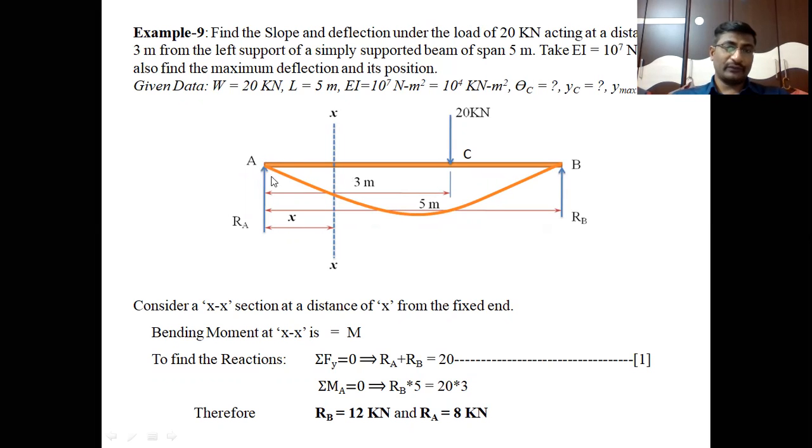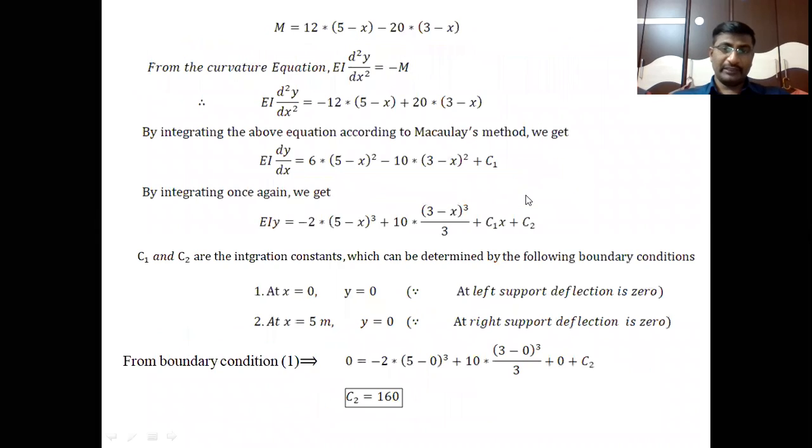So at x is equal to 0, which parameter is 0? The beam is not deflecting at point A. So deflection is 0 at x is equal to 0. Okay. If x is equal to 5 meters, x is equal to 5 meters means at this support. So at this support also deflection is 0. So these are the two boundary conditions we have to take. So at x is equal to 0, y is 0, deflection 0. At x is equal to 5 meters also deflection 0. These are the two expressions to find the constants of integration c1, c2 values.